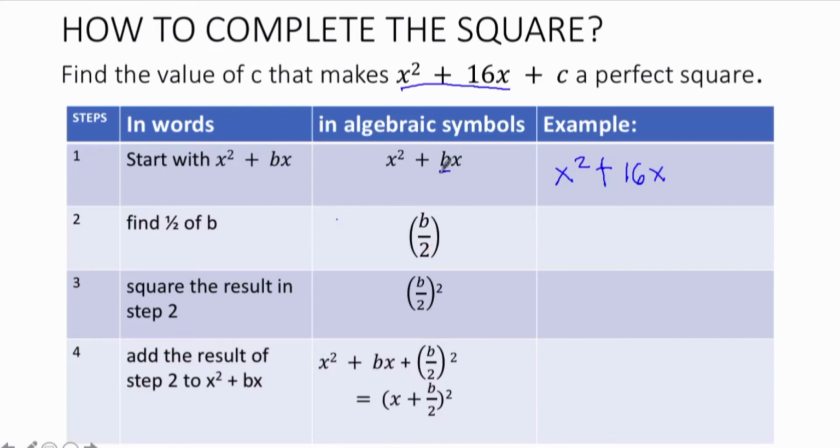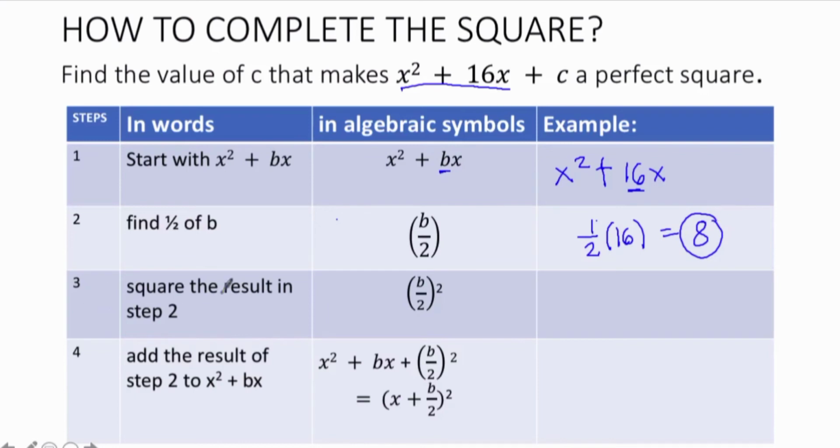Notice that b is whatever is the coefficient of the x term. So we want that 16, not the x squared, but the x term. So 1/2 of 16 is 8. So we now write 1/2 of 16, which is equal to 8. This 8 is what we need in the next step.